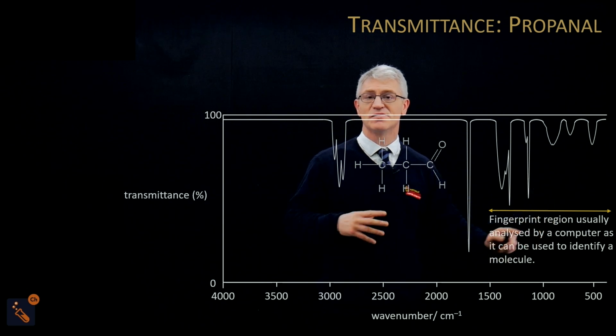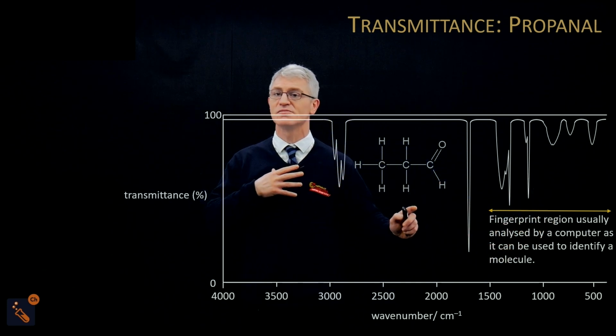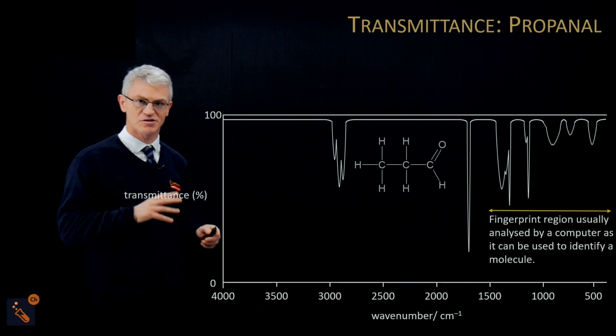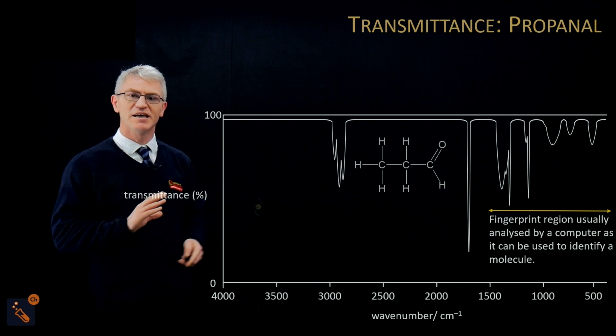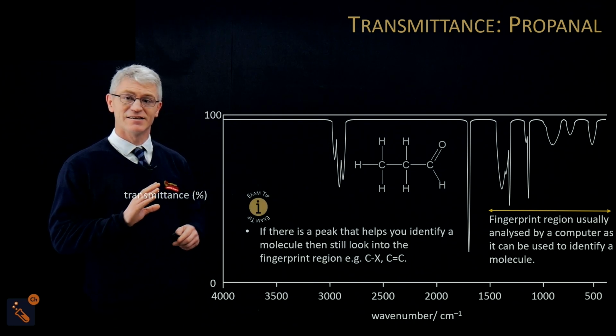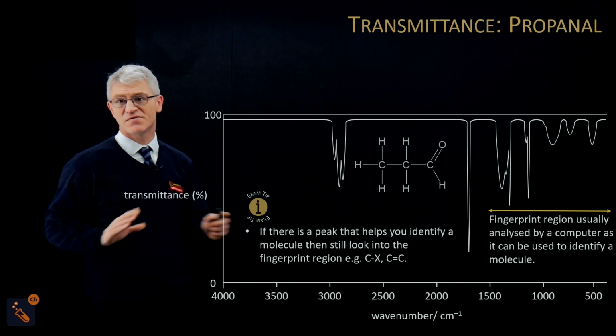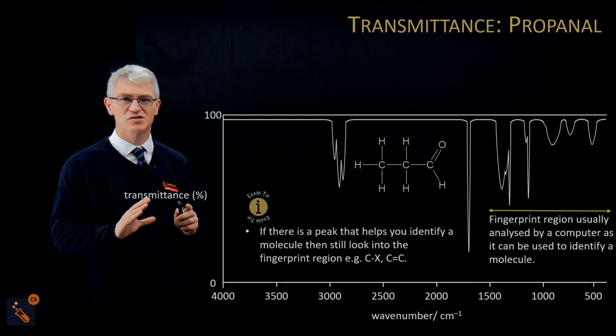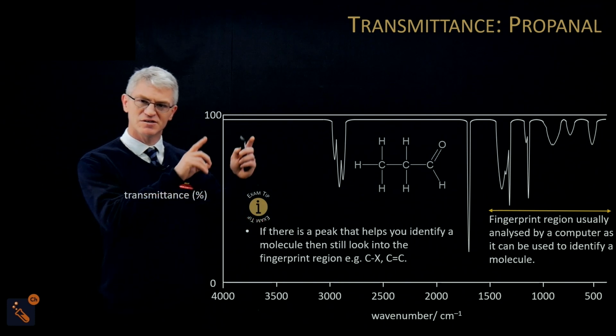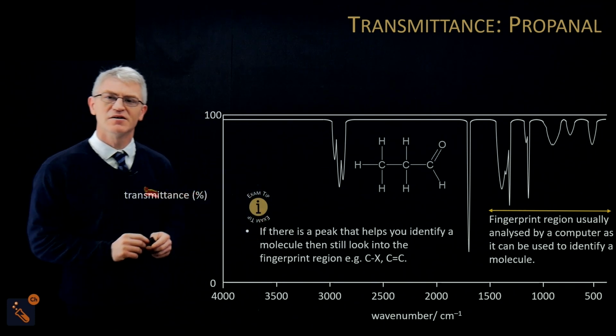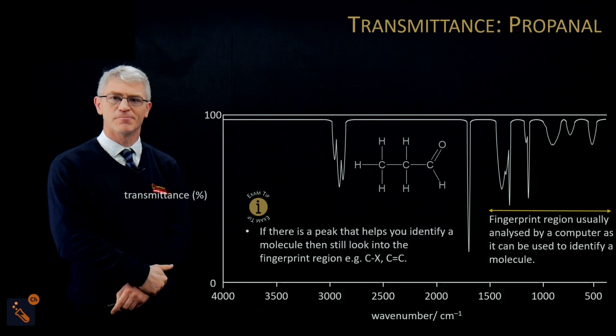And it can be used to identify the molecule, but they do that in industry. We don't do it at A levels, so don't worry about it too much. But if there is something in the fingerprint region and you can't identify a molecule, and you're thinking, oh, I'm not really sure, look in that fingerprint region, because sometimes they can make it very obvious there's a peak there. And I'll show you how to do that now.